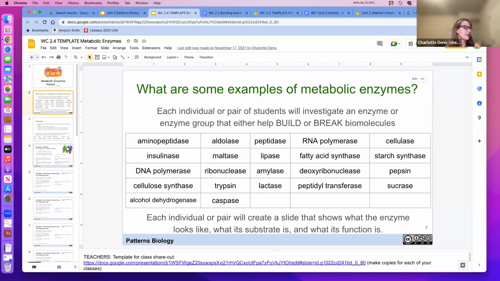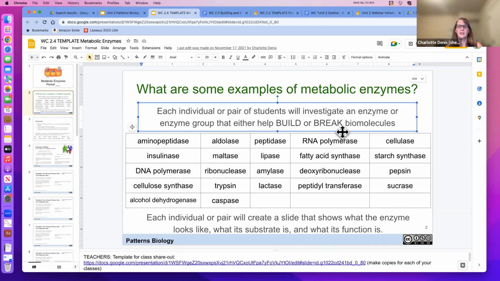And you'll see that there's a list of different kinds of enzymes, and there are about 22, 23, because many of us have class sizes that sometimes range up to 40. So if you have 2 students working on each enzyme, you have plenty of enzymes here for each pair to have a different one. And the goal is to try and figure out, does this enzyme build biomolecules or does it break biomolecules down? I like to say, is it a builder or is it a breaker?